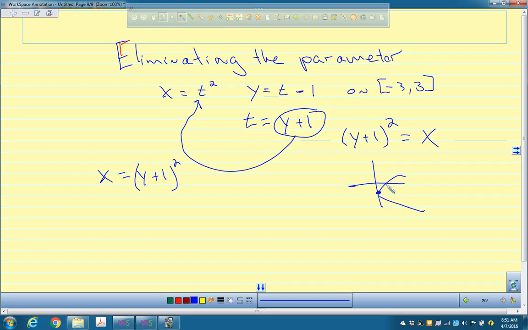Now this has a restriction on it. This only goes from -3 to 3, and it goes in this direction. Okay? But you can find out what those restrictions are by plugging in -3 for t. I get out 9, and -9, right? So.